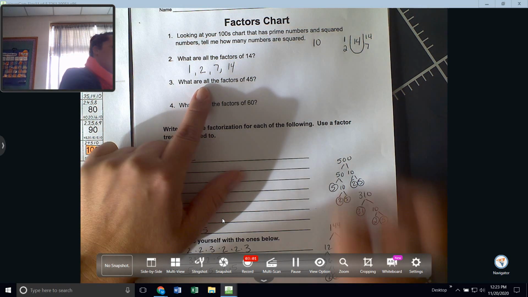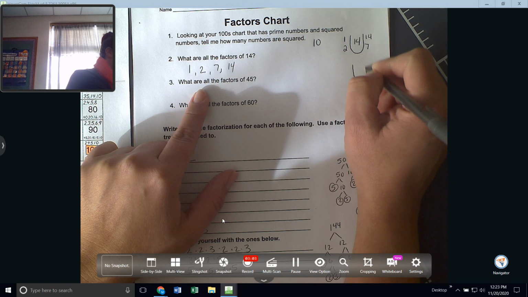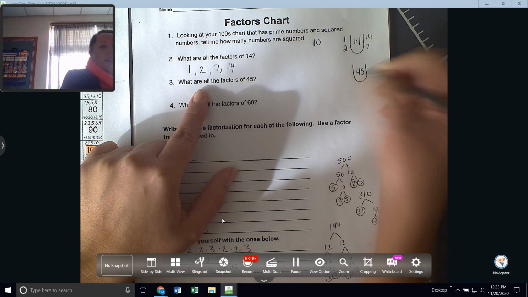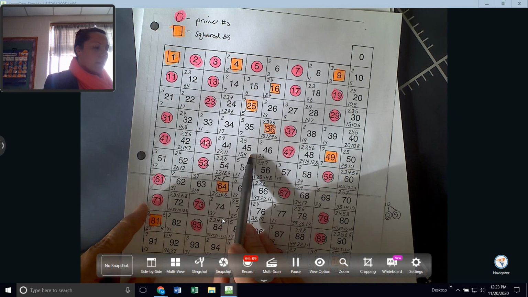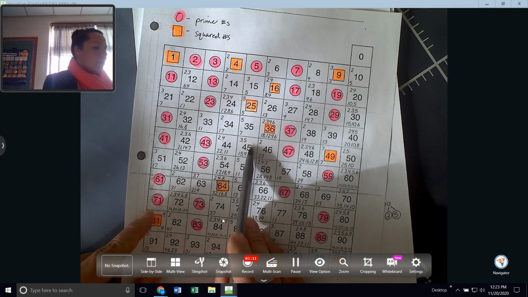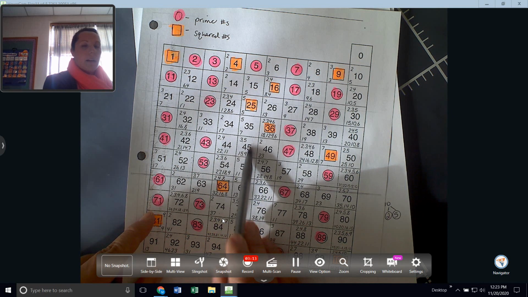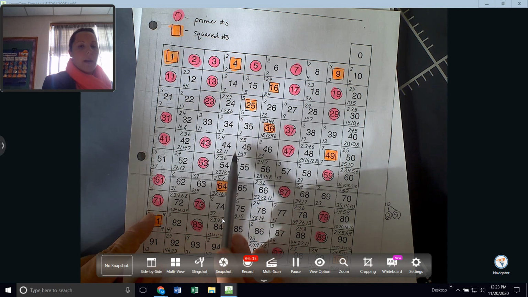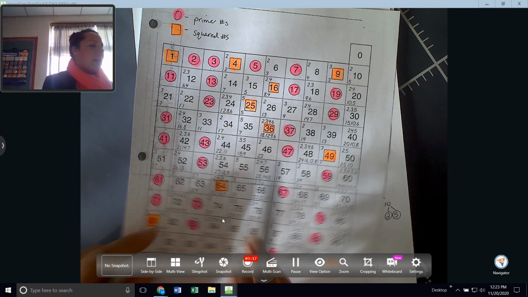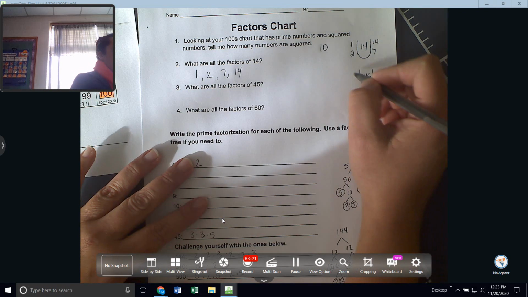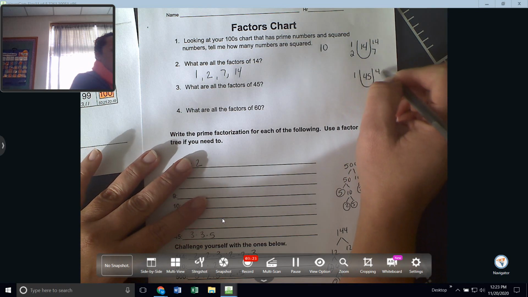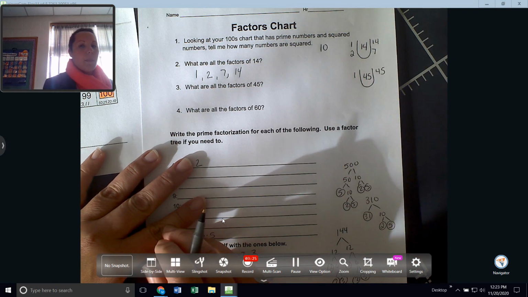Okay, so I make another U. I have 45 in the middle. If you have this chart, remember you can always find 45, and you see the factors here. Okay, 3, 5, 15, and 9. But I want to make sure I get them all. So I know 1 times 45. That always goes at the top.